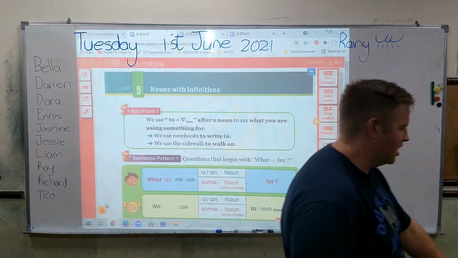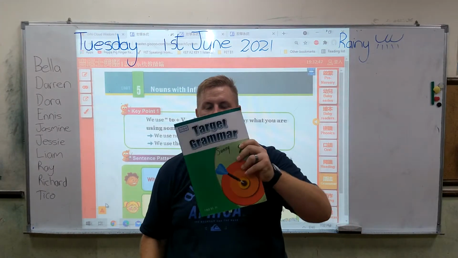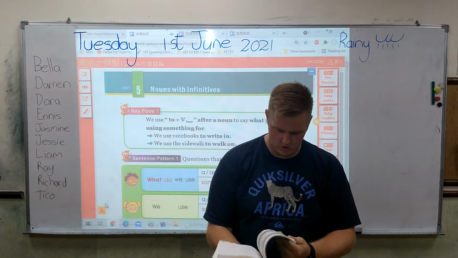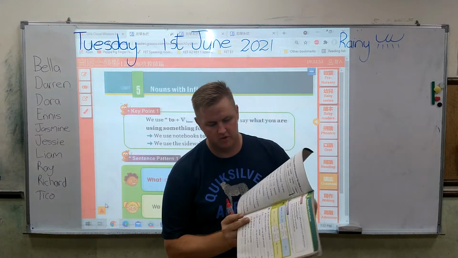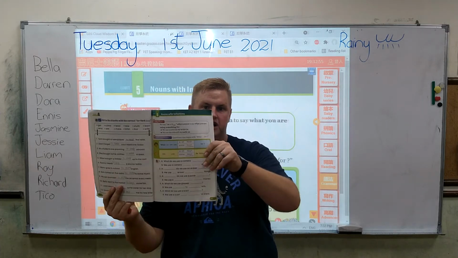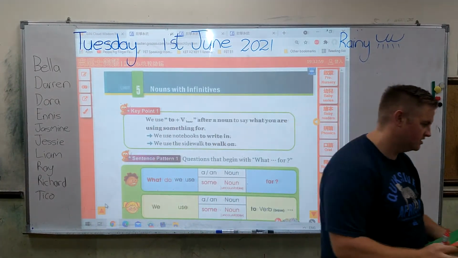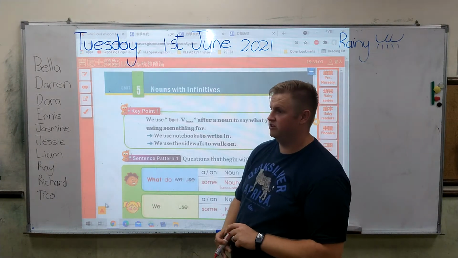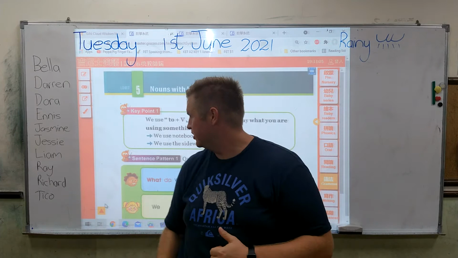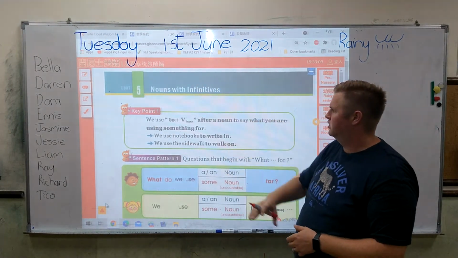Okay, class, I want you to get out your Target Grammar book. Get out Target Grammar. We will open up on page 25, unit 5. So, everybody have out their Target Grammar books? Good. Let's look at unit 5, key point 1.